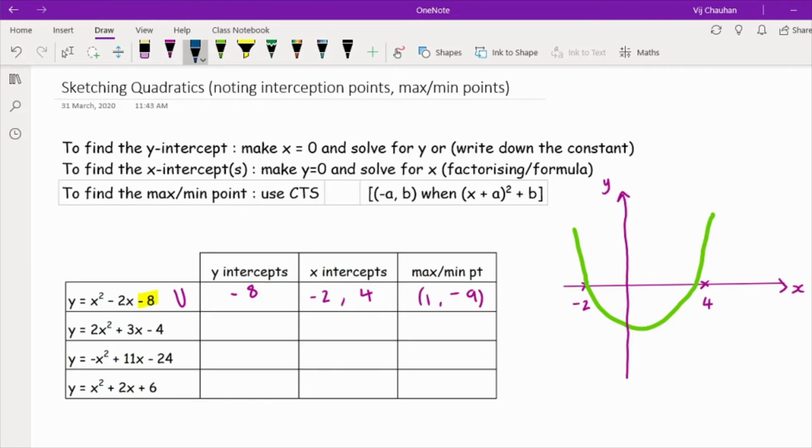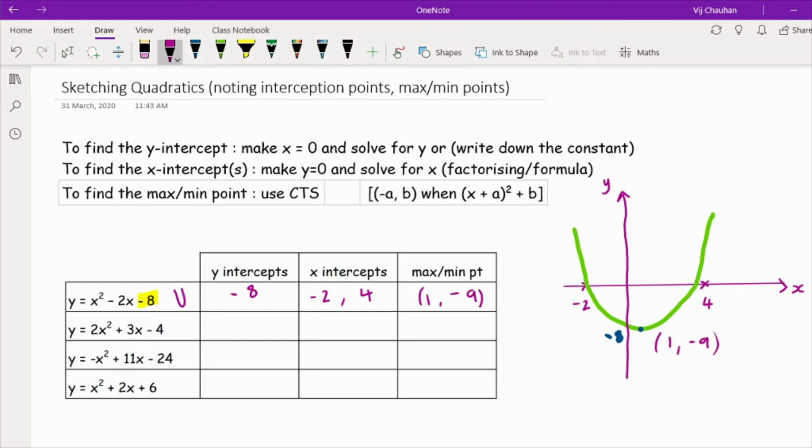So then going on from here, I know that my y-intercept is going to be -8, which relatively looks accurate because it is below the x-axis, and I know that my minimum point here is at 1, -9. So as you can see, let me just make that a little bit neater because it doesn't look great. And so from this sketch, I've got 1, -9.